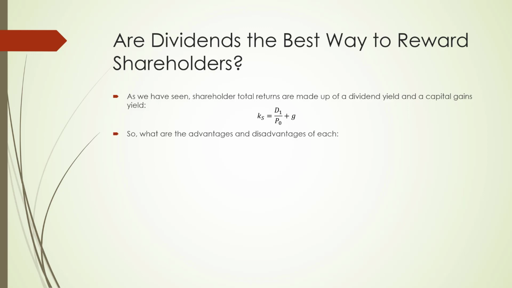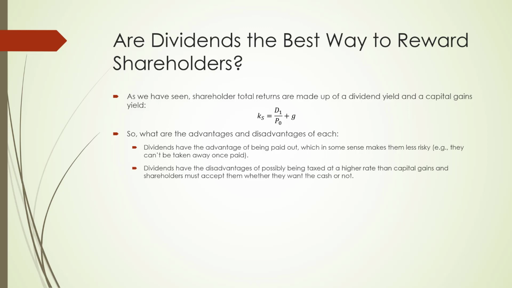So what are the advantages and disadvantages of dividends and capital gains? Well, dividends have the advantage of being paid out. So in some sense, what that means is once you have that dividend in your possession, the company can't take it away. And that makes it seem, at least, safer than capital gains. On the other hand, dividends have the disadvantages of being taxed at a higher rate. And we'll talk about that more here in just a second.